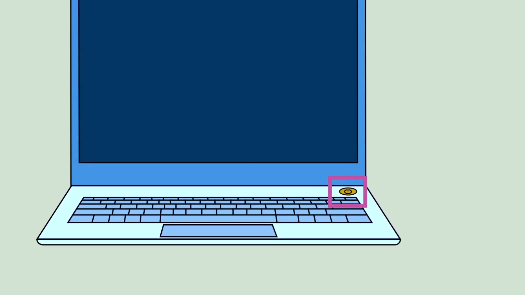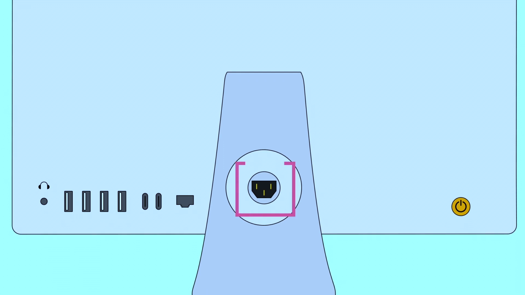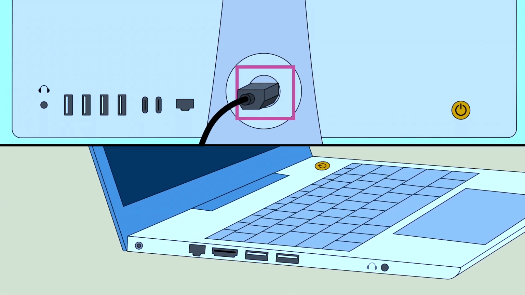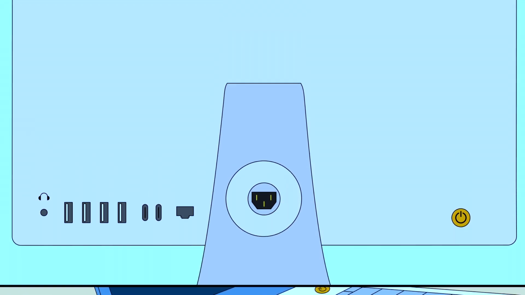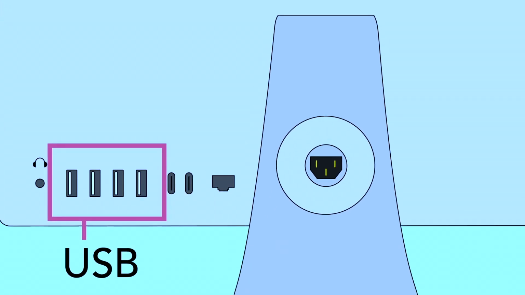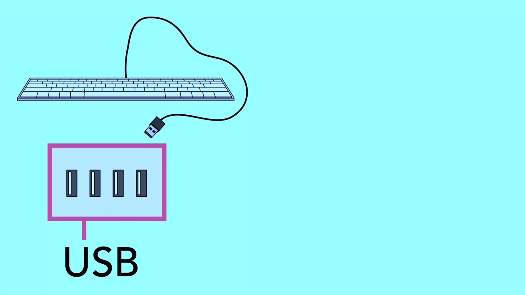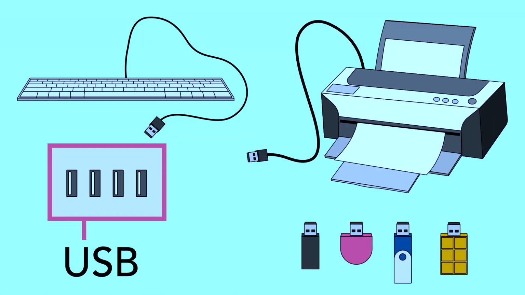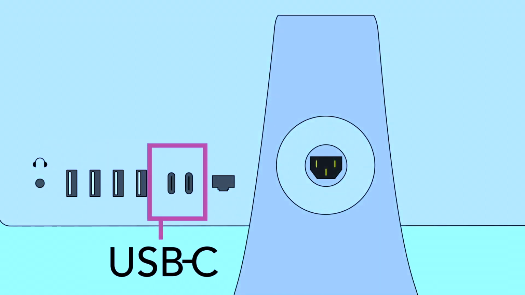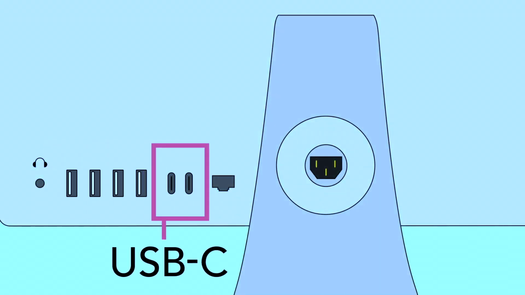When you open the lid, the power socket is where you will connect the power cord. If you have a laptop, you will have a charging port instead. Most computers provide more than one USB port, so you can plug in any devices you might need. Keyboards, printers, and USB drives are all common examples. Some computers even have USB-C ports, which can be used for many different things, not just plugging in devices.